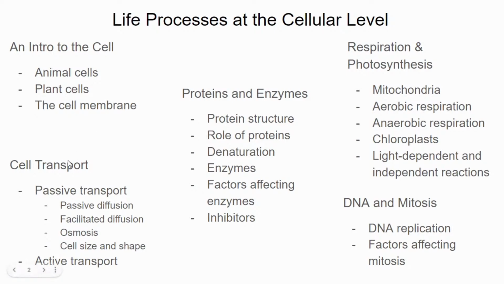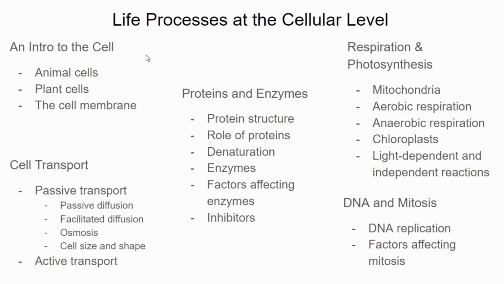So we've talked about the cell membrane. We're going to be looking at cell transport. So just a reminder, we'll be talking about passive transport and active transport, and there's different headings within those. Then we're going to do a rundown on proteins and enzymes, talk about the importance of protein structure, the role of proteins and enzymes in the cell, what it means to denature an enzyme, and look at those factors affecting the enzymes. Now, when we talk about the factors affecting the enzymes, that is pretty important, because those factors that are affecting our enzymes will be affecting the other life processes that we're going to be talking about, such as respiration, photosynthesis, and DNA replication and mitosis.